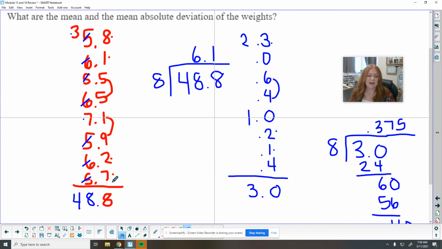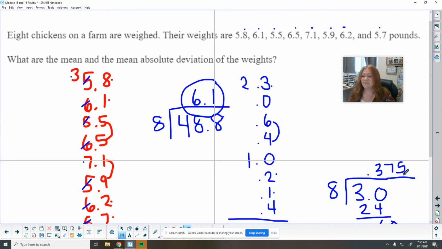So our average was 6.1. So most of the eggs weighed 6.1. Not most of them. The average of the eggs weighed 6.1 pounds. All right, if we redistributed them and made them all the same, they'd be 6.1. The deviation then is 0.375. So that's like 37 cents. That's really not a lot of money, and it's not a lot of deviation. That's a really small amount that these eggs are deviating.